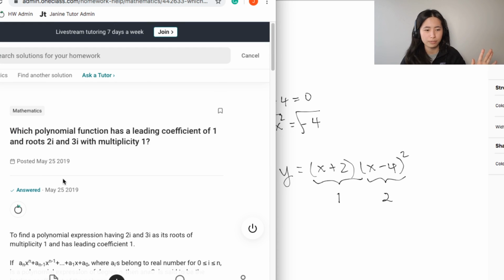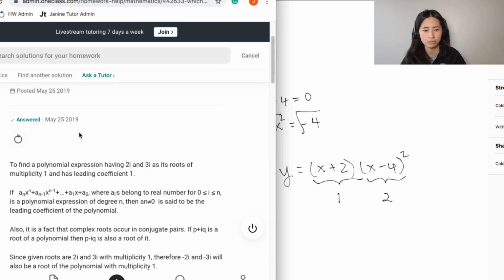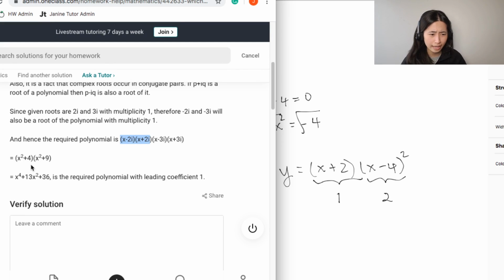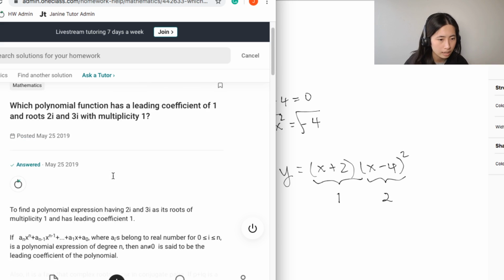And because you want to be able to factor this polynomial function, x squared plus 4 and x squared plus 9, in that case, when you write x squared plus 4 in terms of imaginary numbers, it would be x minus 2i and x plus 2i. And when you're looking at x squared plus 9 in terms of imaginary numbers, it would be x minus 3i and x plus 3i. So that's why.